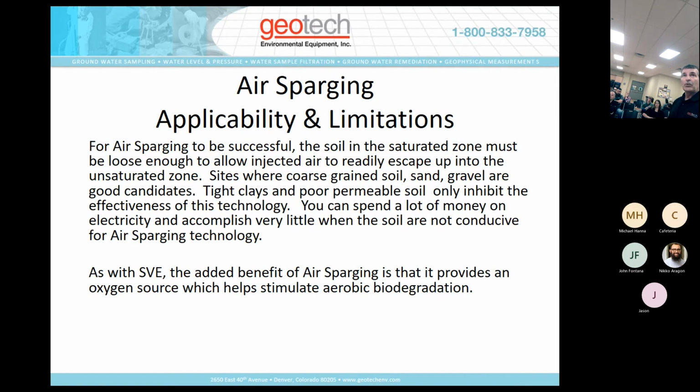So for that to be successful, the soil in the saturated zone must be loose enough to allow the injected air to allow the contaminants to escape into the unsaturated zone. And so that'd be part of their pilot, when they go out to look at that clay or look at how porous it is, to see if that would work. Yes.